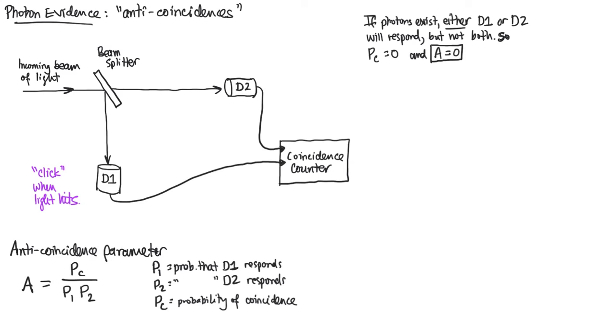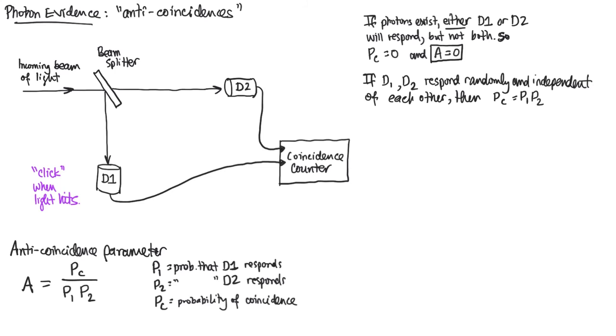Well, let's think about another outcome. What if instead of photons, light behaved in some other way, such that D1 and D2 were firing randomly, independent of each other? If that was the case, then we can show that the probability of the coincidence would simply be the product of P1 and P2, because if D1 and D2 were randomly clicking independent of each other, then the probability of the coincidence is given by the product of the probabilities. And if that is true, then this A factor would be the following ratio, but the numerator in this case would equal the denominator. And so the anti-coincidence value would be 1.